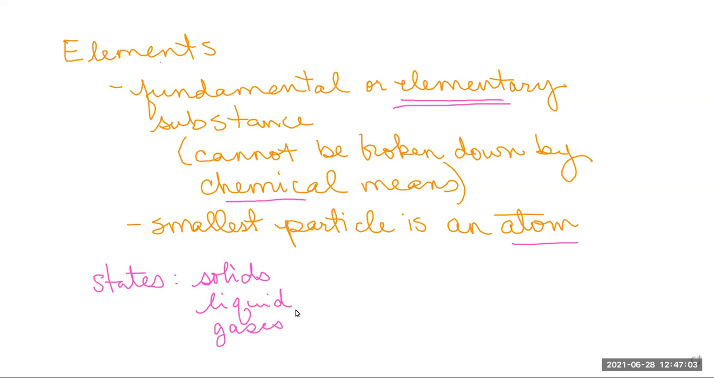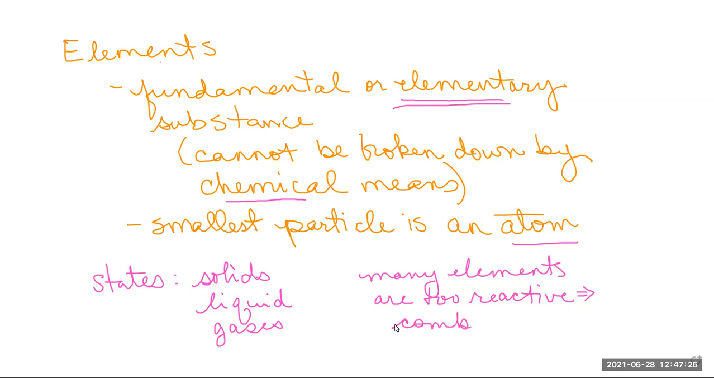Now, when we also look at our elements, many of the elements are too reactive to remain as elements. Okay, so when we find them in nature, they're going to be in compounds. Okay, some of them, like if we look at copper, we have copper veins.